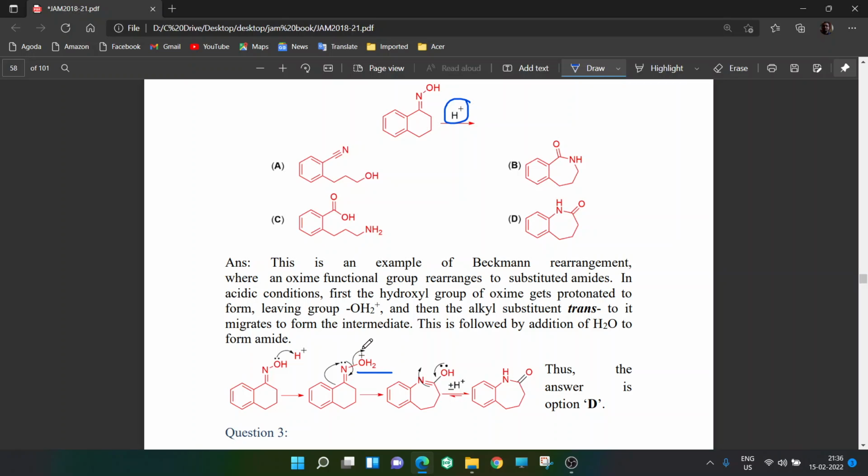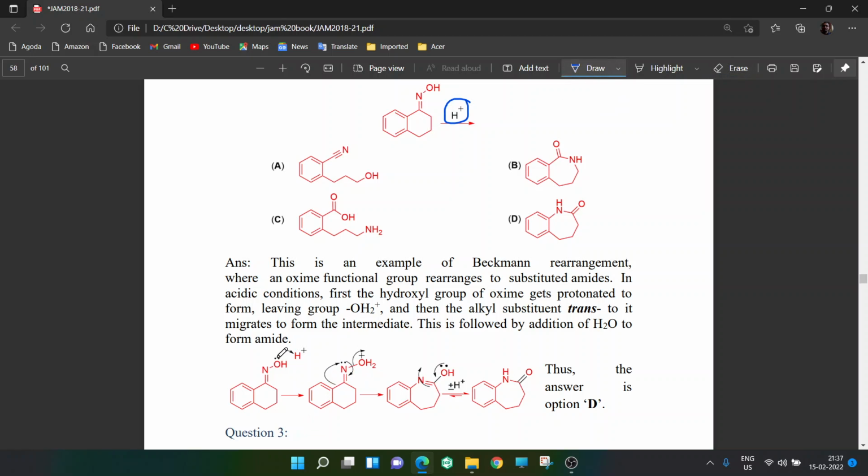when OH2 plus leaves as water, the alignment of the orbitals has to be in such a way that only the bond which is trans to this OH2 plus reacts. Why? Because the anti-bonding orbital of this has to interact with the bonding orbital of this C-C bond, and for that to happen, both orbitals, the anti-bonding and the bonding orbitals, have to be parallel to each other, so the bonds have to be trans.